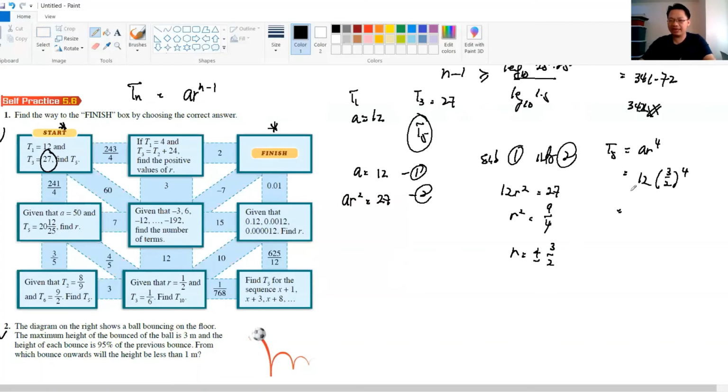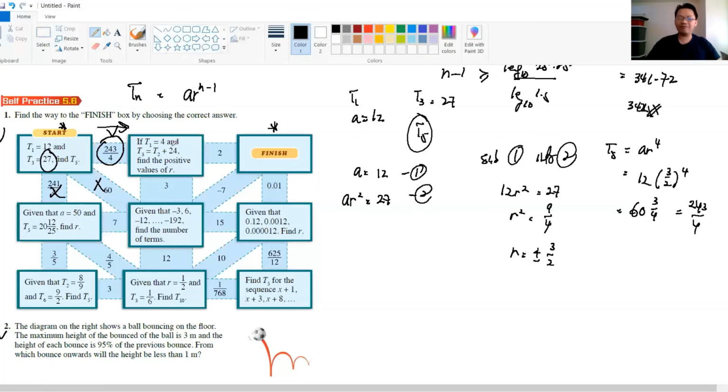Now we compute how much we get. So 3 over 2 to the power of 4 times 12. So the answer will be 243 over 4. Okay, 243 over 4, or we can convert to become an improper fraction, which equals 60 and 3 over 4. So we have the answer here. Yes, we got it. So this is the first way, the direction. Now this one is wrong, this one is also wrong. So now you solve this problem.